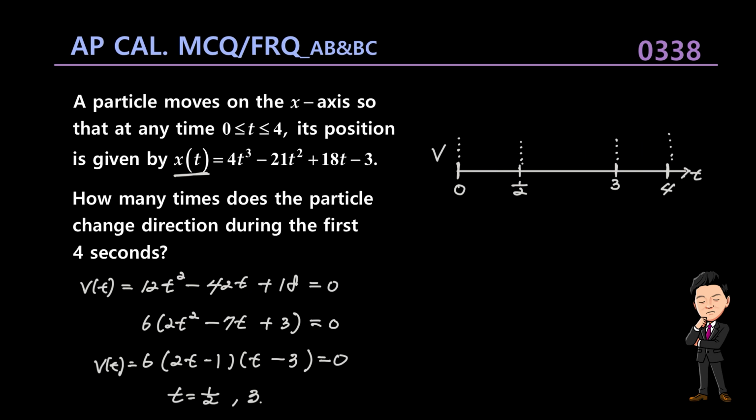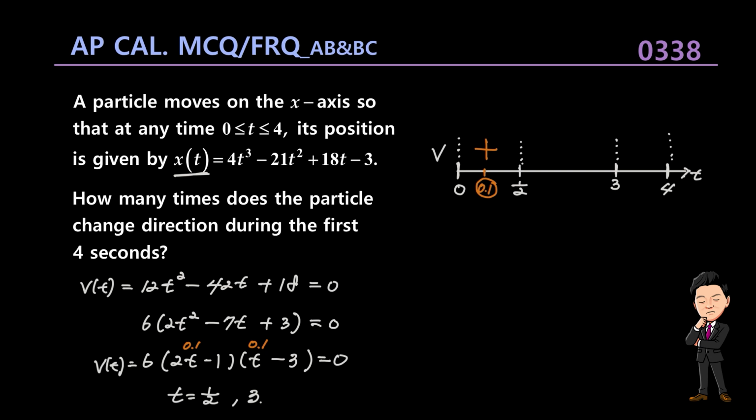We're going to substitute any number between 0 and 1/2. Let's say we substitute 0.1. So if we substitute 0.1 in the velocity equation, this factor is going to be negative, right? Here, negative. So negative times negative gives us positive. So this interval is positive.